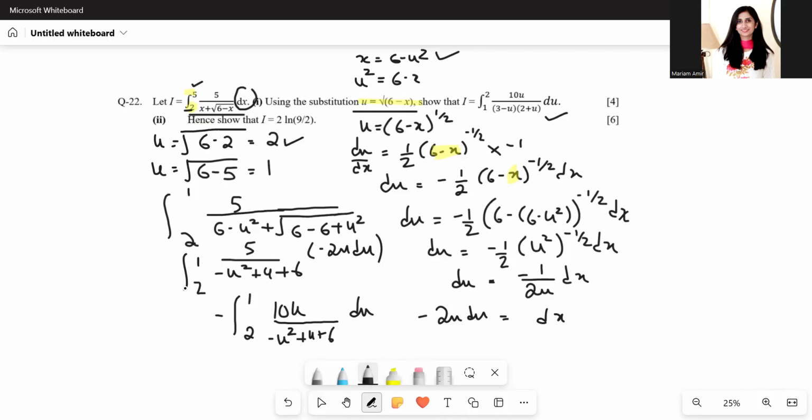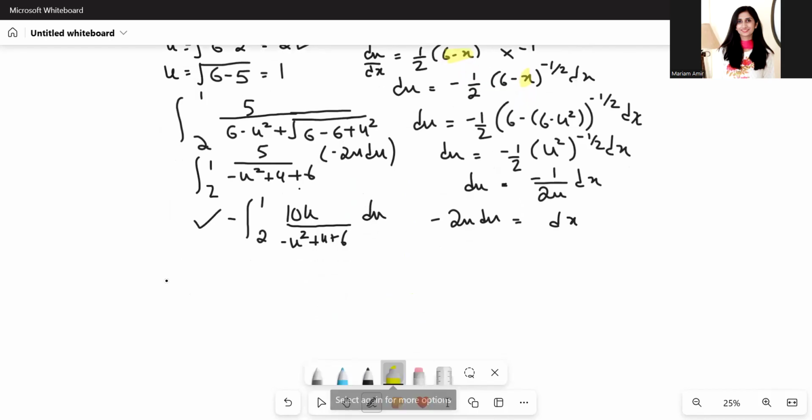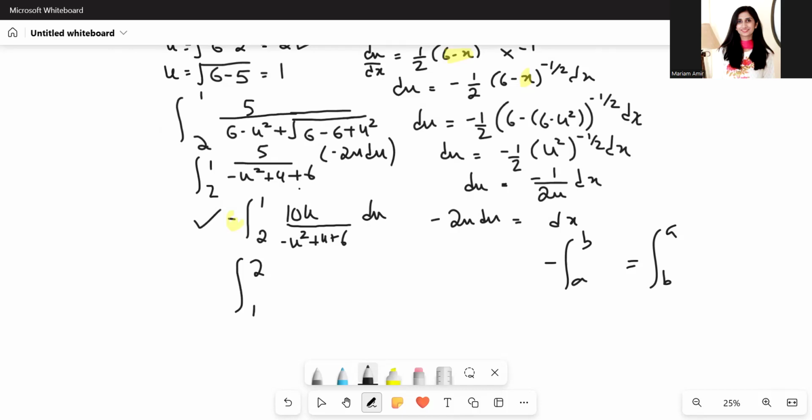Now we need to change this into this. Okay, so first thing we see that the limits here are swapped. 1 is below and 2 is above. That we can easily do by making use of this negative sign. There's a rule in integration that if you have limits a to b and a negative sign with it, that becomes b to a. So we're going to get rid of the negative sign and swap these. So now the limits are fixed, and in the numerator we have 10u.